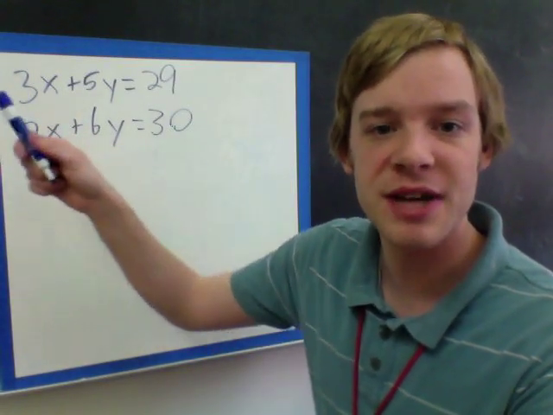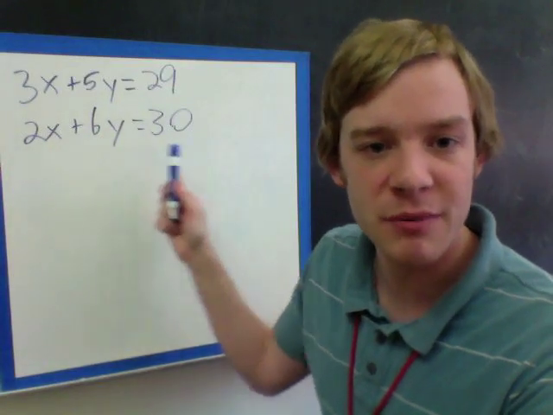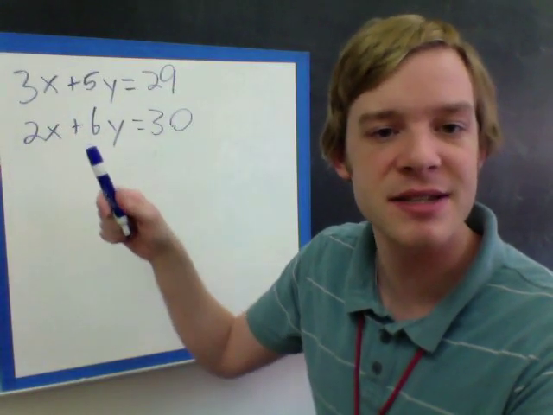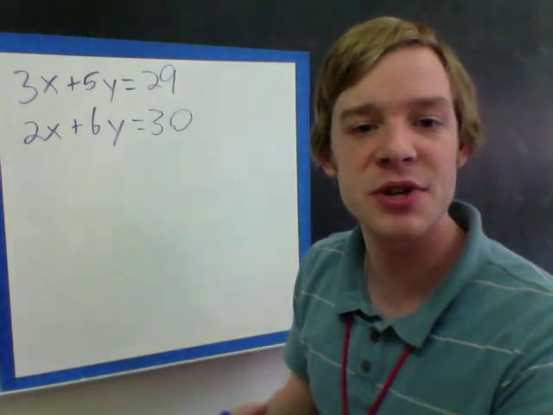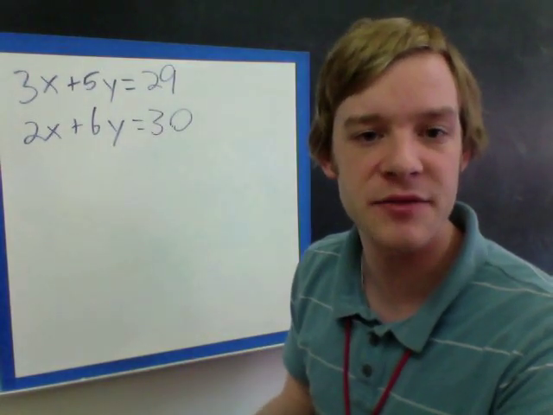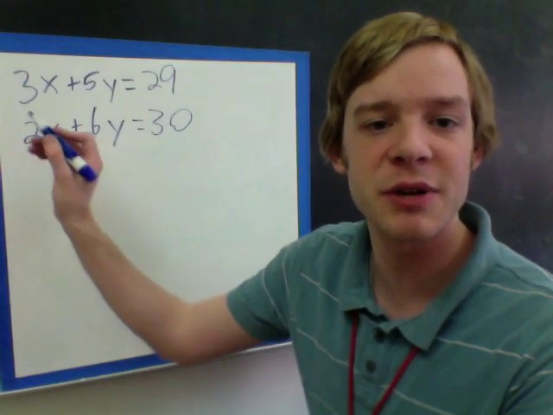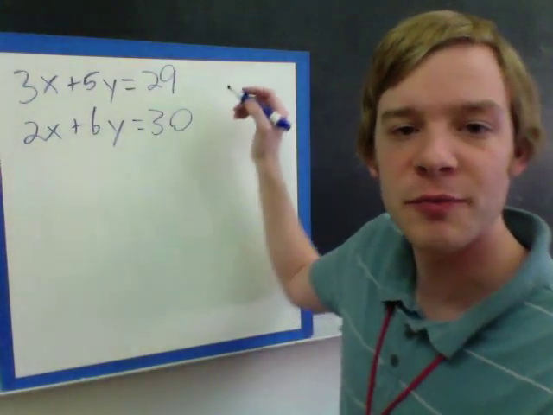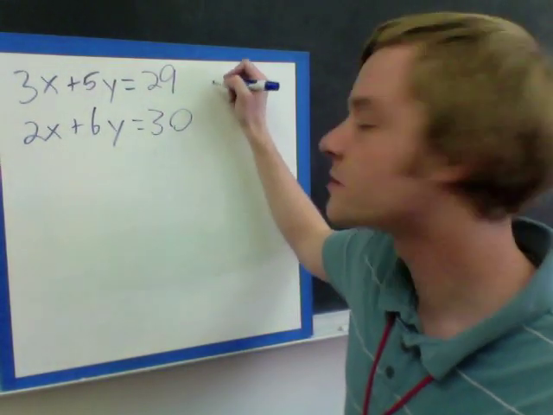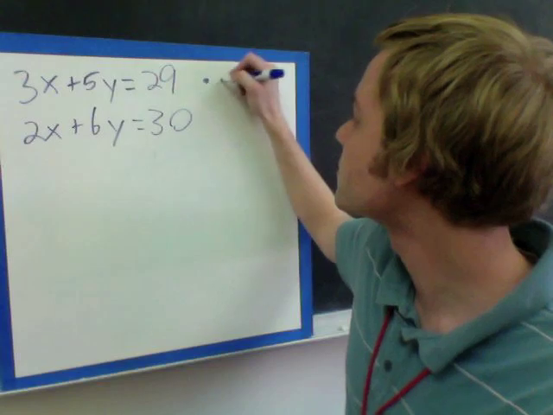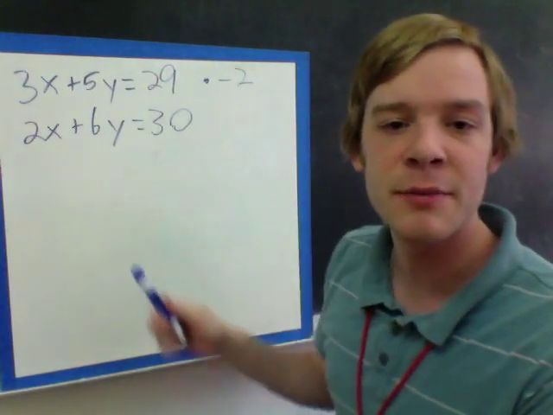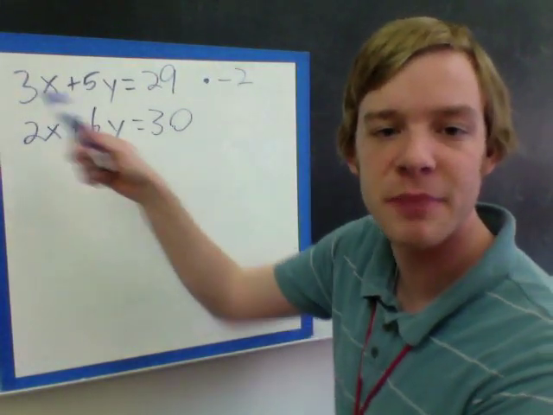So I'm going to multiply the top equation by 2, the bottom equation by 3. That will give me 6 and 6. But since I want opposite terms, I'm going to have to make one of them negative. So that means I'm going to take the bottom number and multiply the top equation by negative 2. And then I'm going to multiply the bottom equation just by the positive 3.